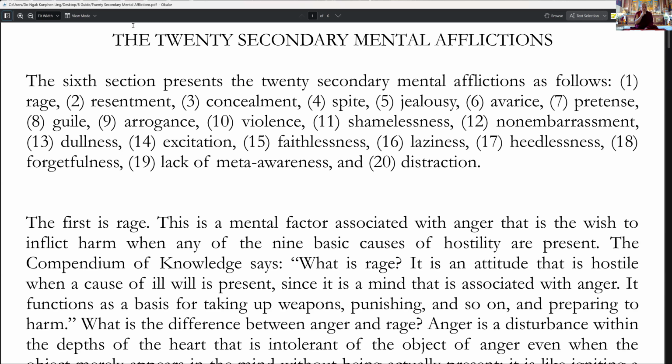Here it translates as avarice, the sixth one, right? The sixth, avarice, and I don't really know what that means. I'm going to look it up now. Me too, right? So, what's that? I don't really know what that means.